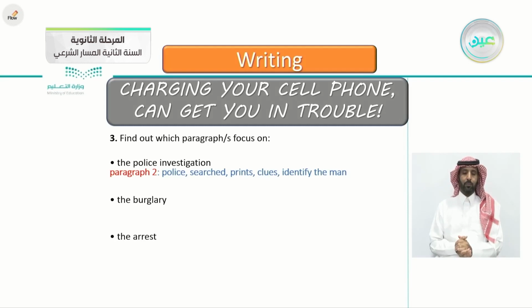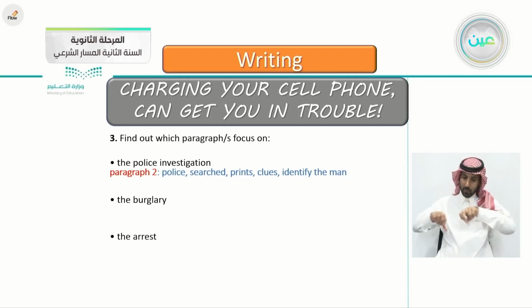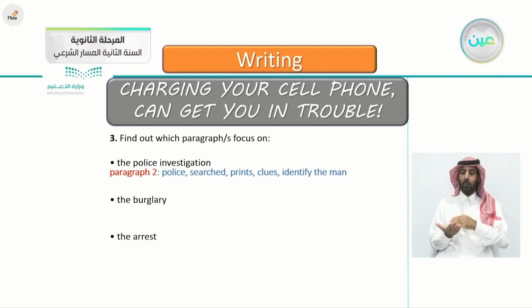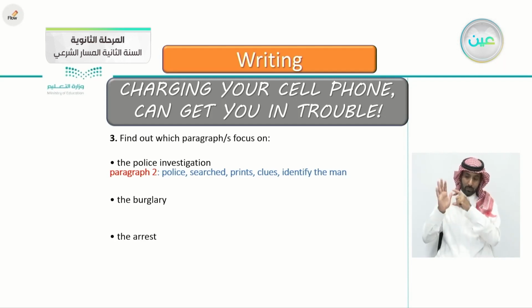Yes, the second paragraph, paragraph 2, because of these words: police searched. Searching is part of the investigation. Prints, clues, identify the man. So some of these words can help you figure out the answer. Again, it was paragraph 2 because of these words: the police, searched, prints, clues, identify the man.